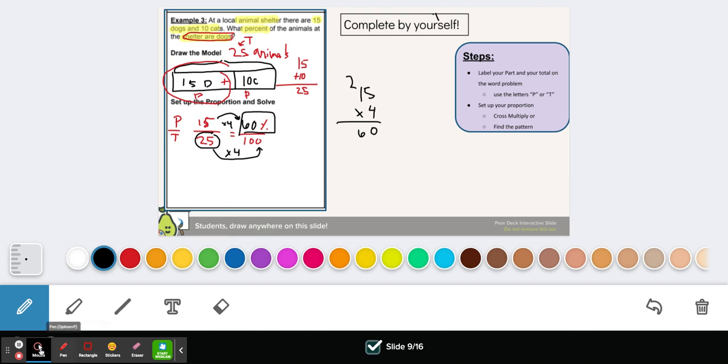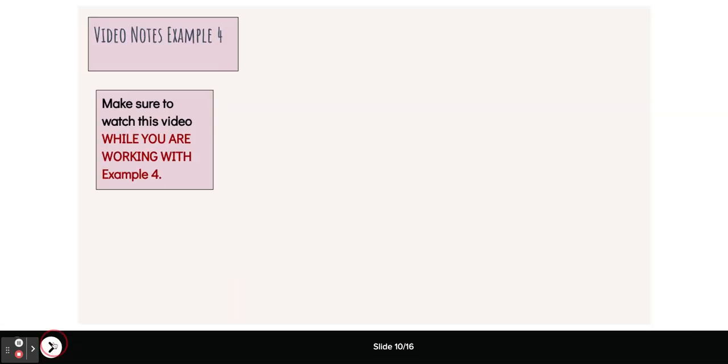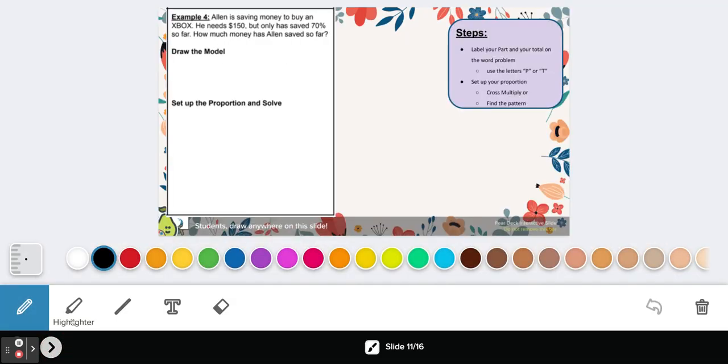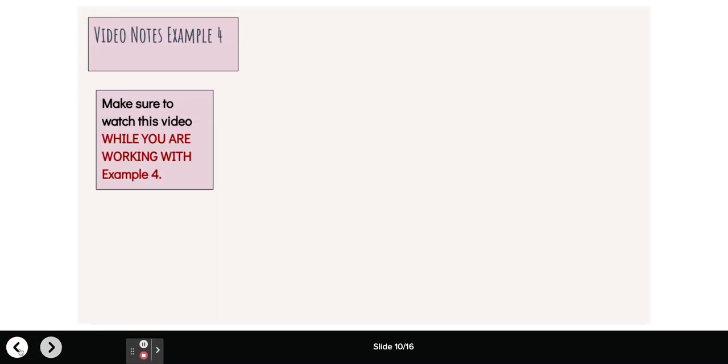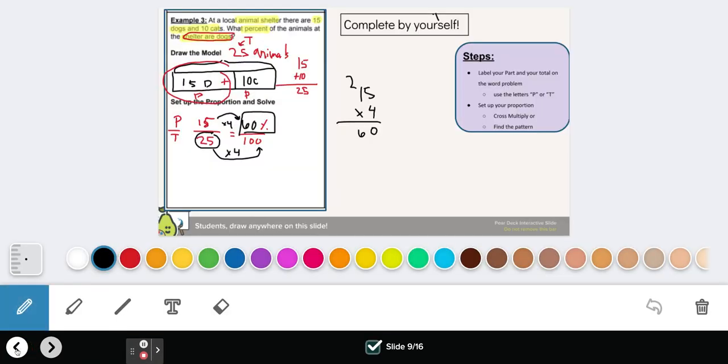Make sure to go on to example 4, and you guys are going to work on this one on your own. I want you guys to draw your model, set up your proportion, and you can either solve it by using a pattern or cross multiply and divide. So I'm going to have you guys do that one by yourself.